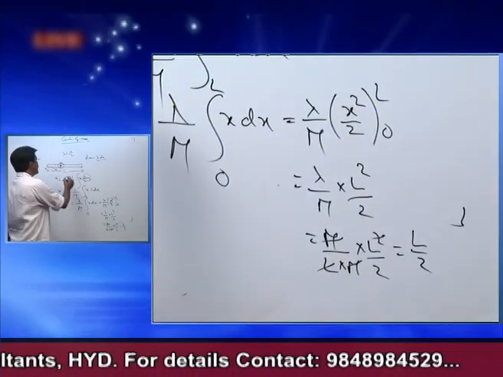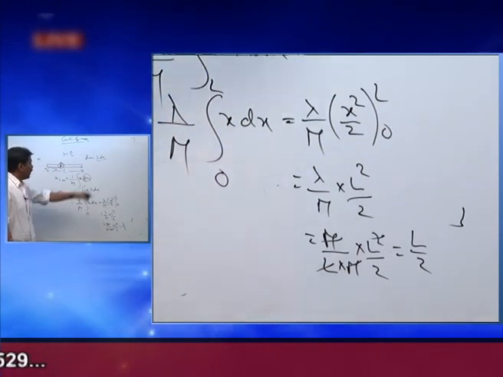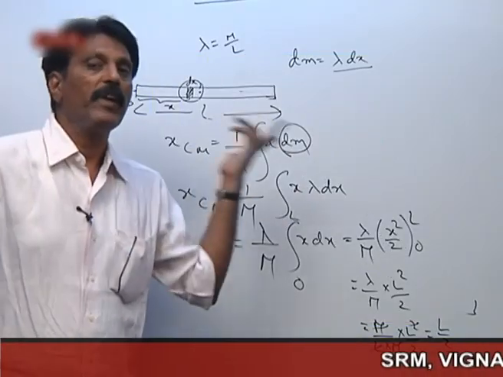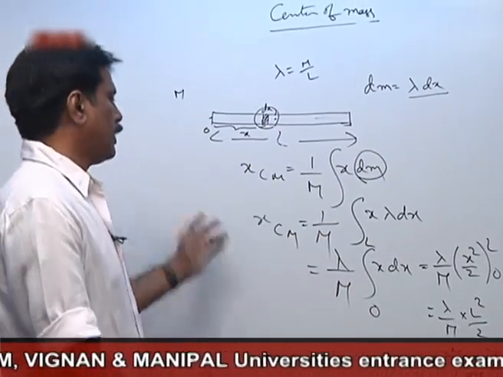The center of mass is exactly at the center. There is no wonder in this because it is uniformly distributed mass. Center of mass is supposed to be at the geometric center. Nothing to be surprised in this.